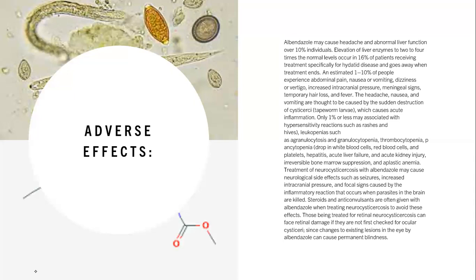Treatment of neurocysticercosis with albendazole may also cause neurological side effects such as seizures, increased intracranial pressure, and focal signs caused by inflammatory reactions, such as occur when parasites in the brain are killed. Steroids and anticonvulsants are often given with albendazole to treat such side effects. Those being treated for retinal neurocysticercosis can face retinal damage, so they have to first check for ocular cysticerci. Albendazole can also cause permanent blindness in patients taking it for retinal cysticercosis.